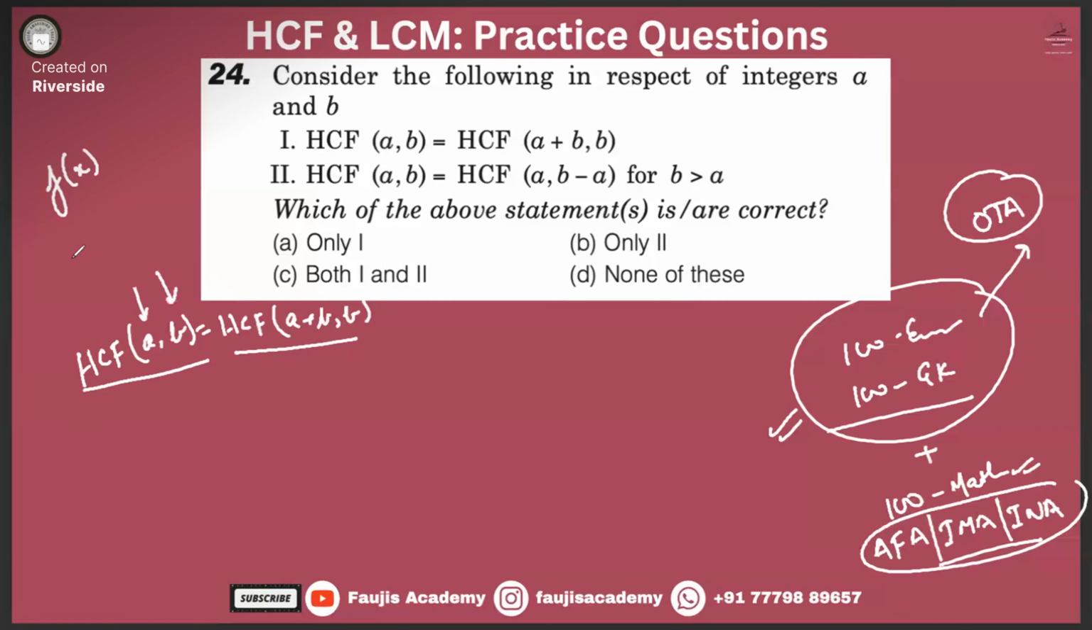So can we assume a couple of integers? Let's say we assume some integers like 12 and 34. What is the HCF of 12 and 34? What is the highest number that can divide both of them completely? Is it 2? Yes, sir. True. So HCF of 12 and 34 is nothing but 2.